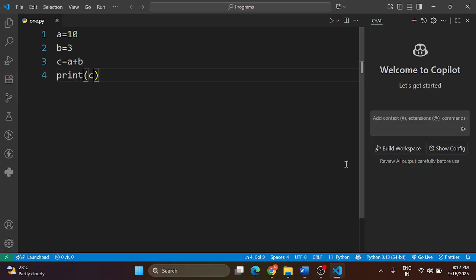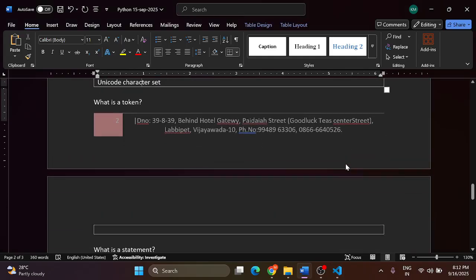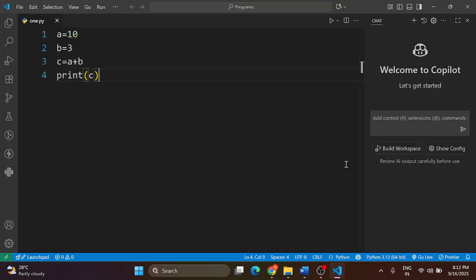And if I ask you what is a token, what is your answer? If I ask what is a token, I would say: whatever individual thing that you see in a program is called a token.